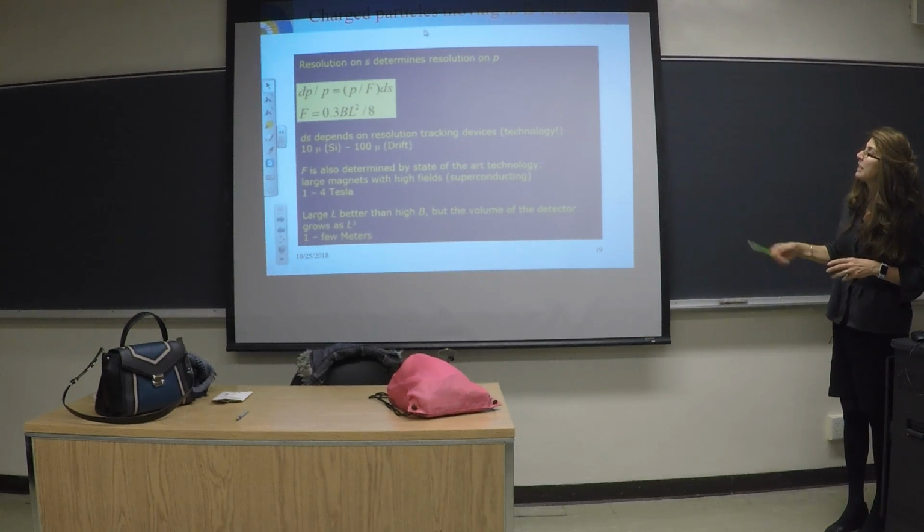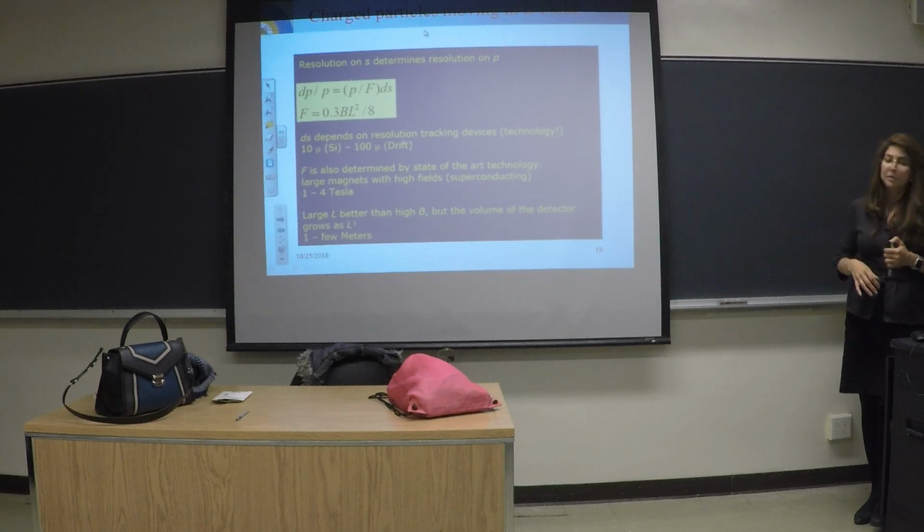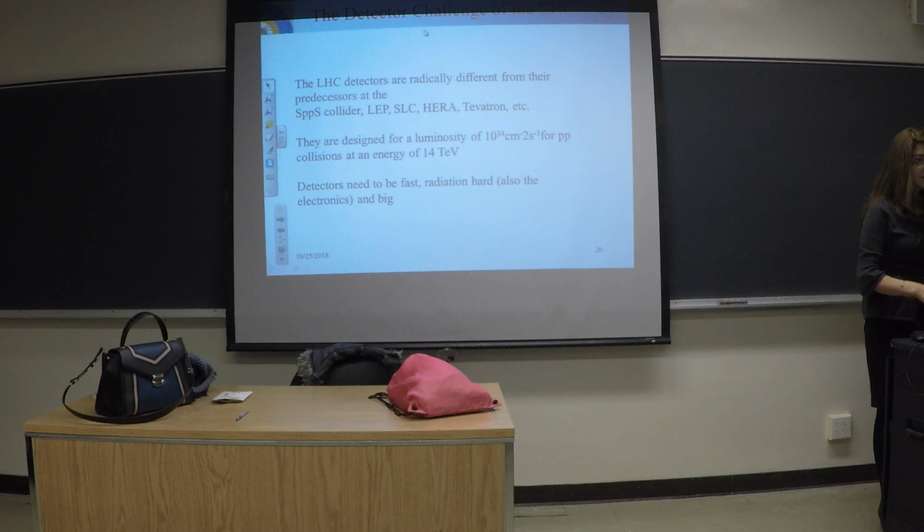So you win and you lose. One experiment had a huge detector and the other one had a smaller detector. I find it a cooler detector and a bigger magnet, so I think that was really the right way to go. So, the detector challenges of LHC.